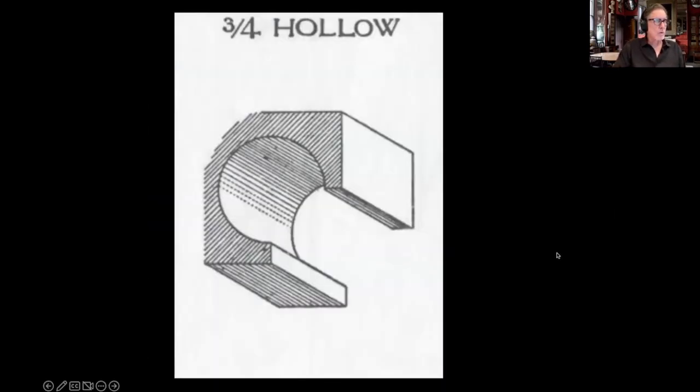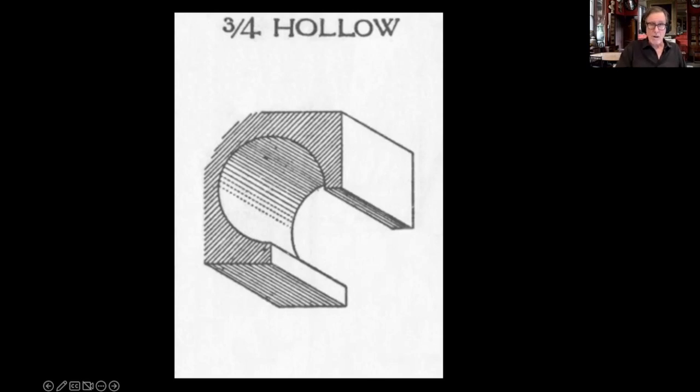Next one is a 3/4 hollow. I'm going to avoid drawing this one mostly because it's one that you almost never see, and it's a very rare molding, but it is the concave analog of the 3/4 round, and it's a 3/4 of a circle sunk into the surface. It's very rare, and in contemporary practice, you rarely see it.